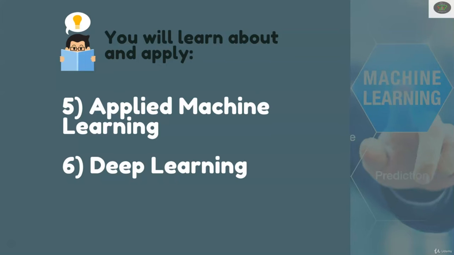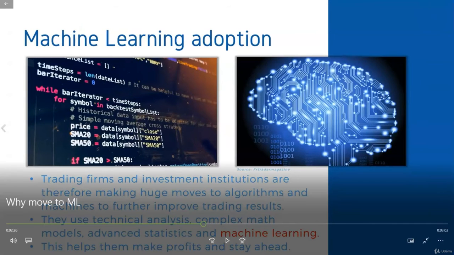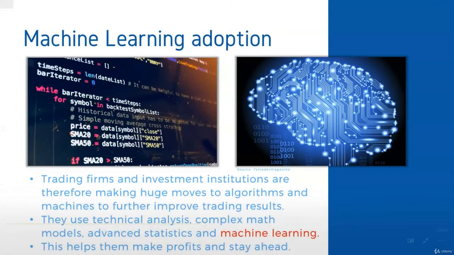And I'll also talk about the reason why we should use machine learning for investment and trading, which is really important. I'm going to explain machine learning adoption. Machine learning has been adopted by trading firms and investment institutions, and they're making huge profits based on the algorithms. They're using these machine learning models to have an edge in the market, to be able to make significant return. They use technical analysis, complex mathematical models, advanced statistics and machine learning.